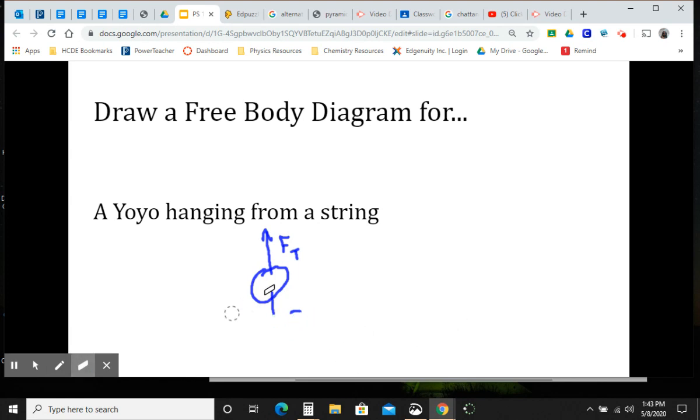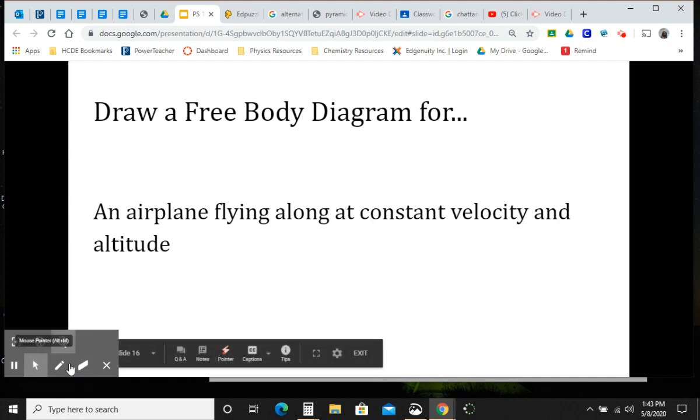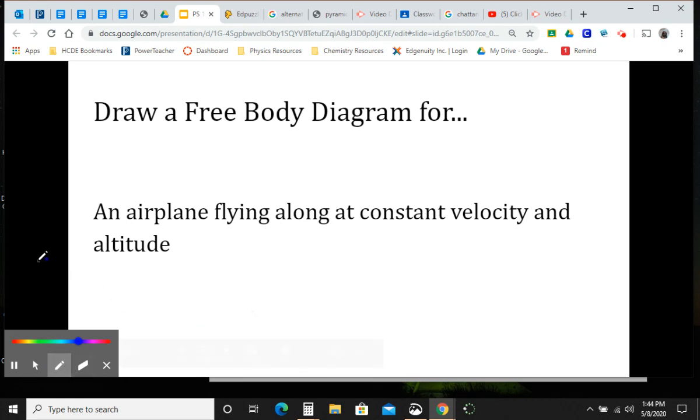I'm going to go ahead and erase this one. And we will go to our next. Oh, I didn't do it right. Go to our next example here. Okay, so an airplane flying along at constant velocity and altitude. Okay, so this one's a little bit trickier. I'm just going to use a little box here to be my airplane. Don't need to draw a super complicated picture of an airplane.